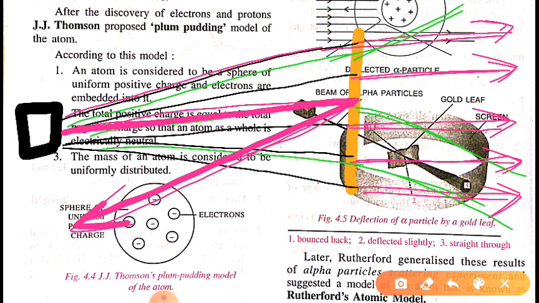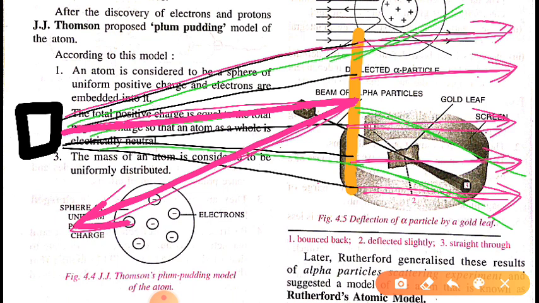And the electrically positive nature of the nucleus is supported by the fact that the positively charged alpha particles approaching the nucleus get deflected. And what does this prove? This proves that the nucleus contains protons. Meaning, inside the nucleus there are protons.